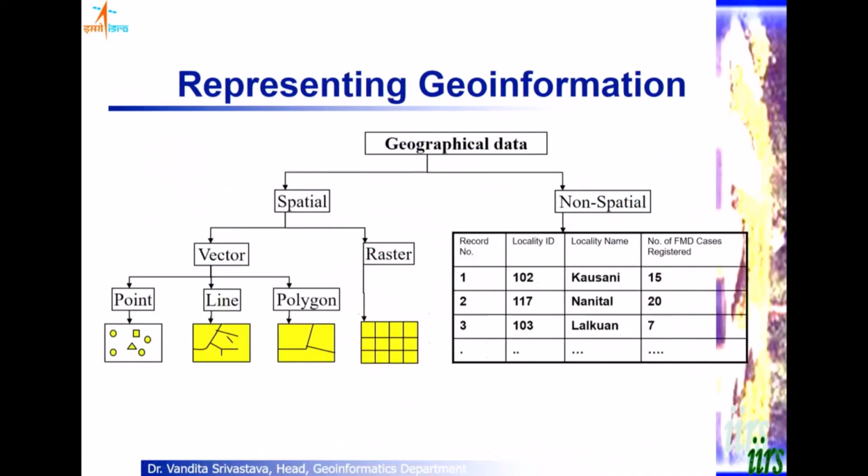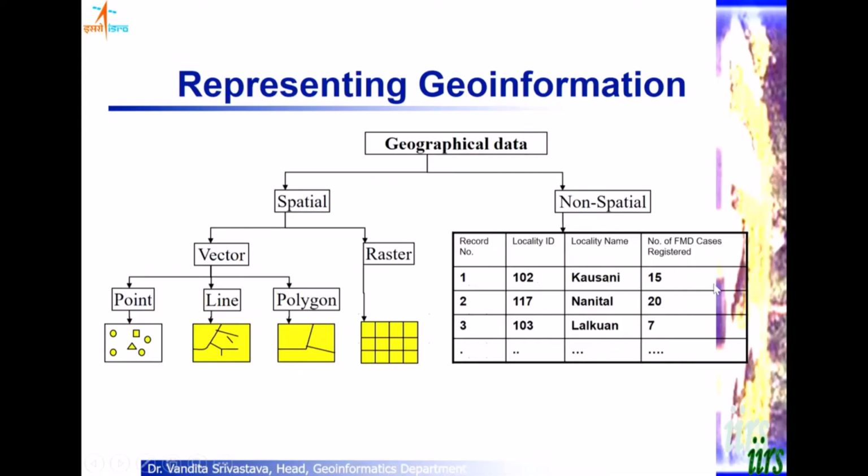Now once we know that these are the sources from where the geographic information is coming, we need to understand how we represent it. So as we told that there are two types of informations, spatial and non-spatial. Accordingly, we have two types of representations for the spatial data, for the non-spatial data. Now for the non-spatial data, it is a little simpler, that we just need to put the records and the columns.